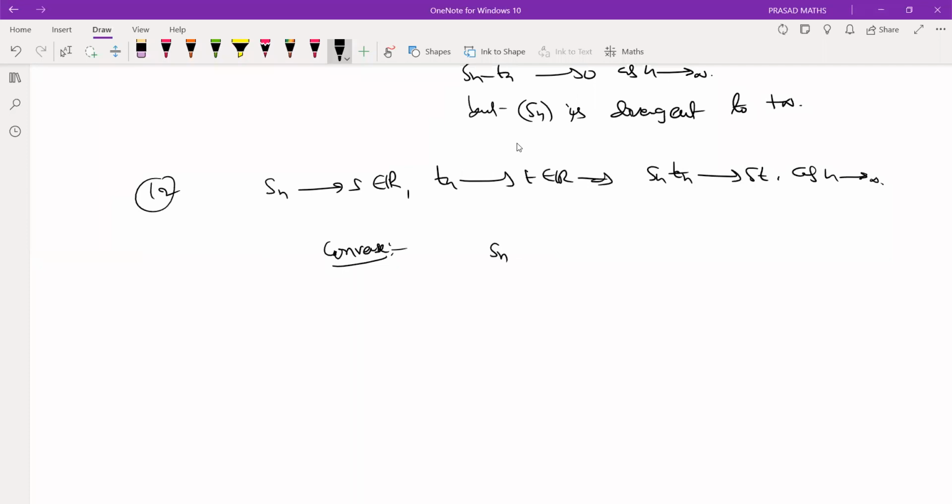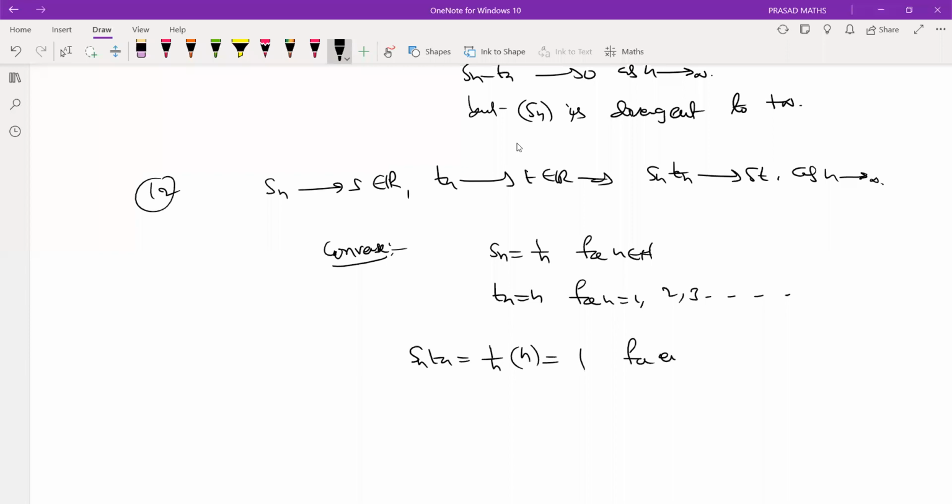For the converse, suppose Sn equals 1 by n for n belonging to the natural numbers, and Tn equals n for n equals 1, 2, 3, 4 and so on. Then Sn times Tn is 1 by n times n, which is 1. Again, this is a constant sequence. Therefore Sn times Tn converges to 1 as n tends to infinity, but Tn is unfortunately divergent.